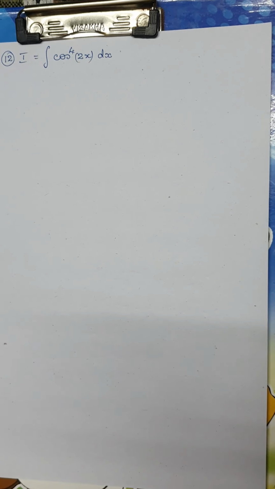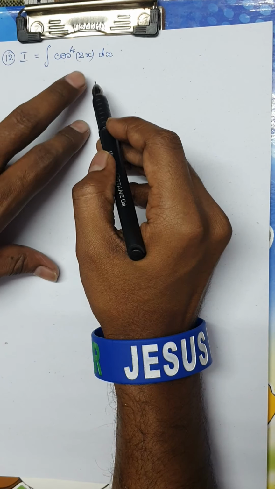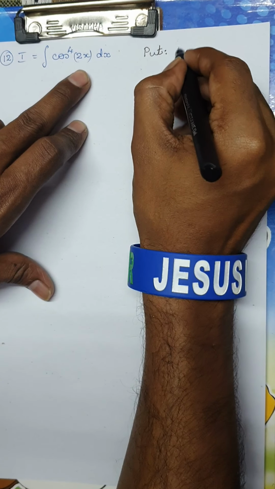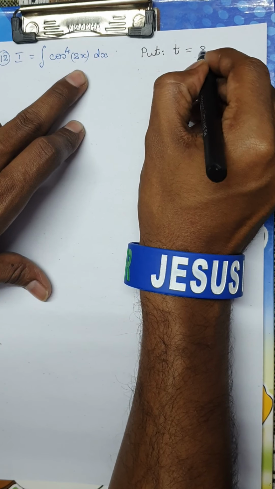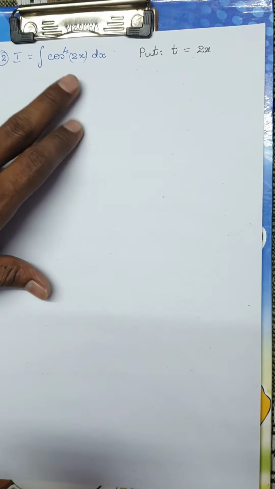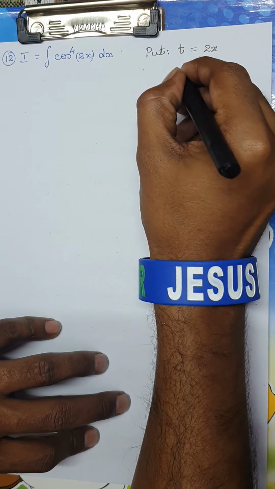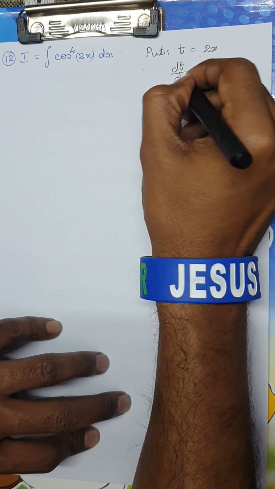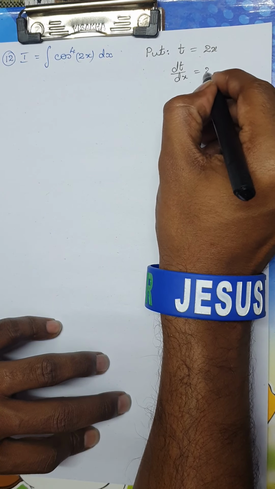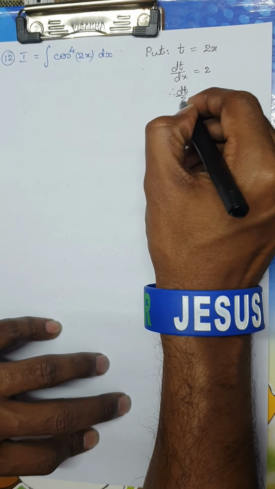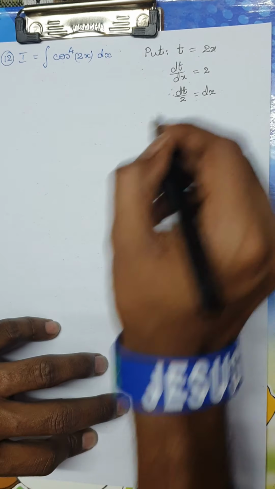The next integral we have is the integral of cos power 4 2x dx. This is similar to what we did previously, sin power 4 x dx, but to make the procedure simple, let me make some arrangements here. Let me put t equal to 2x. Differentiating with respect to x, we get dt by dx is 2, because the derivative of 2x is 2. Therefore dt by 2 is dx.